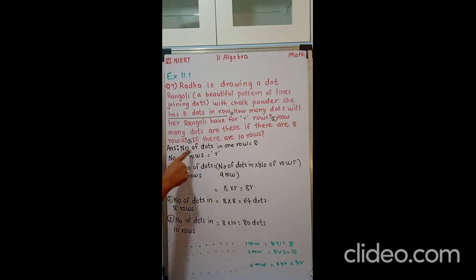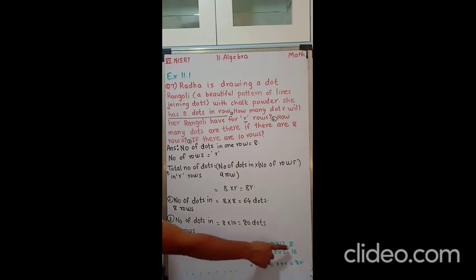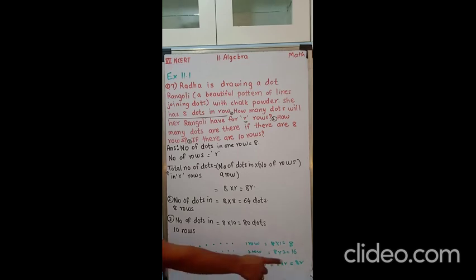So we will write number of dots in one row equals 8. That is the given thing we have written. Now number of rows equals r. It is also given in the question only. So total number of dots in r rows. Suppose there are 8 dots in one row. Definitely again 8 dots in the second row. So 8 into 1, 8 dots in the first row. Then 8 into 2, that is 16 dots in the second row. And likewise there are r rows. So 8 into r, that is 8r dots in r rows.